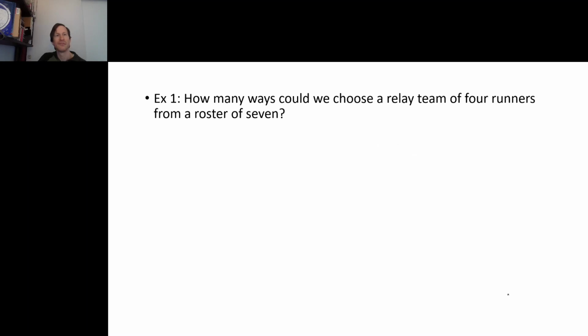Here are a few examples. How many ways can you choose a relay team of 4 runners from a roster of 7? If we're just choosing the team and not choosing positions, then it doesn't matter what order you make your choice in. So this would be a job for n choose r. So we have 7 possible choices, and we need to choose 4 of those. So we get 7 choose 4. So that would be 7 factorial over (7 minus 4) factorial times 4 factorial.